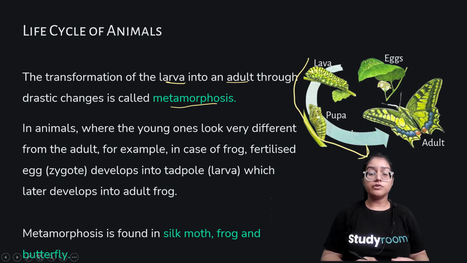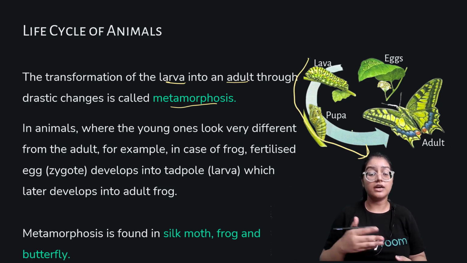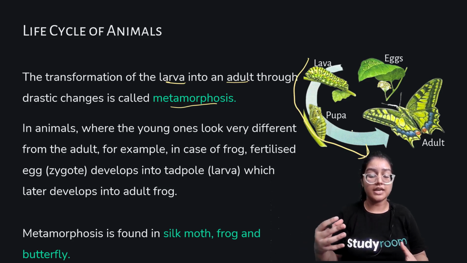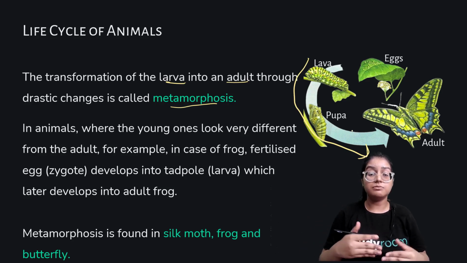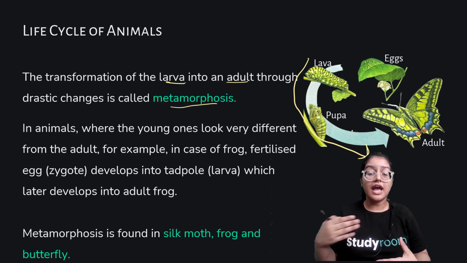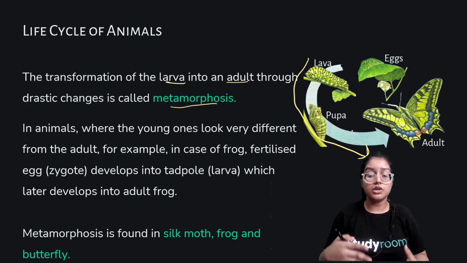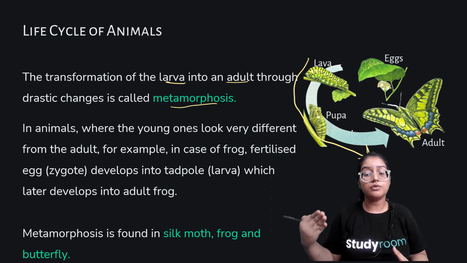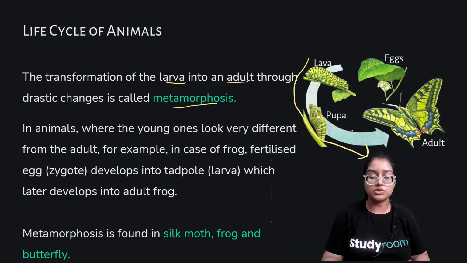So this was all about fertilization and the different types of fertilization. We have internal and external. External fertilization means male and female gametes fuse outside the body of an organism, and internal fertilization means male and female gametes fuse inside the body of an organism. We have viviparous organisms and oviparous organisms. Oviparous organisms give birth in the form of eggs; they lay eggs, and viviparous organisms give birth to young ones. And the transformation of a larva into an adult is called metamorphosis.